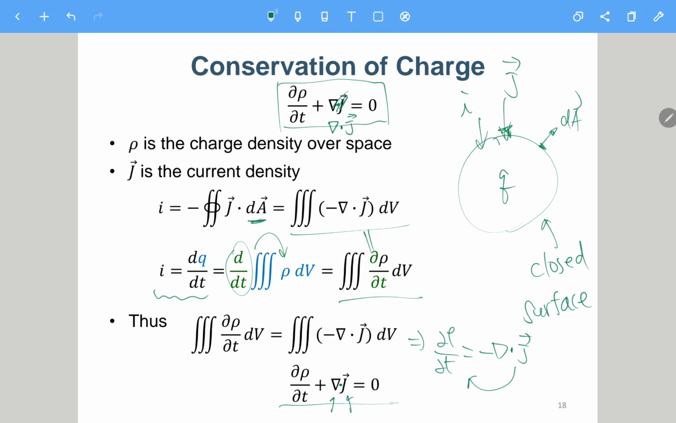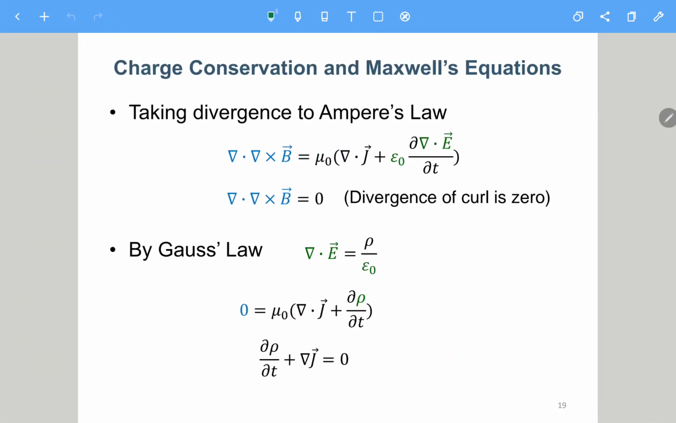Okay, so this is actually the conservation of charge. So we can see how the charge conservation is compatible with the Maxwell equations. Okay, so we need some other equation.